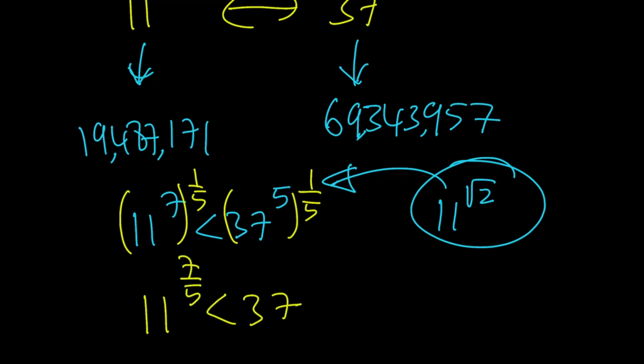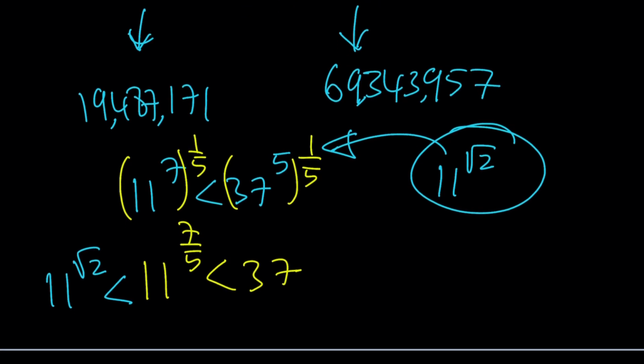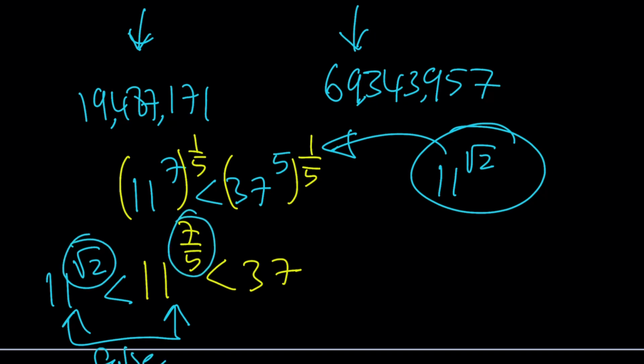Awesome. Now I want to compare 11 to the power root 2 and 37, so wouldn't that be nice? And I think it will be, right? If 11 to the power root 2 is less than this, then we could eventually show that it's less than 37, because by a chain of inequalities, or using the transitive property, it would follow immediately. But the problem is this is not true. False. Why? Because square root of 2 is not less than 7 over 5. It's actually greater than 7 over 5.